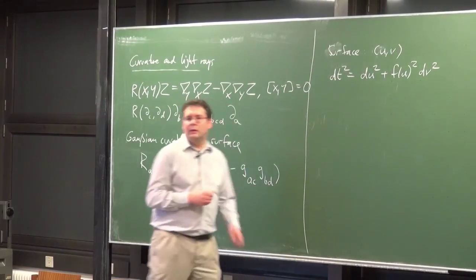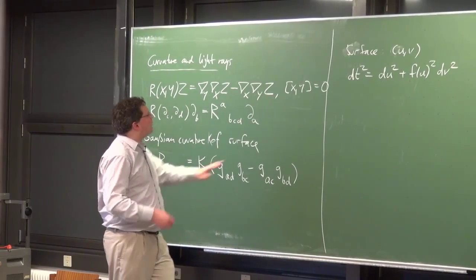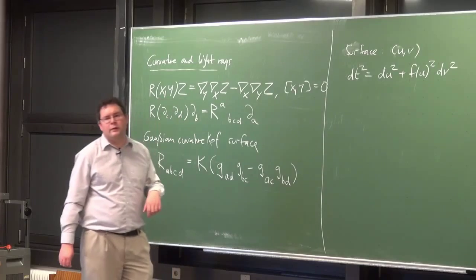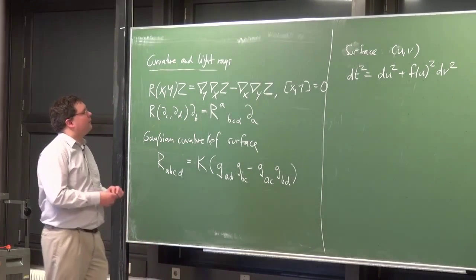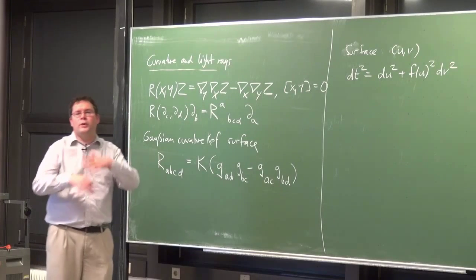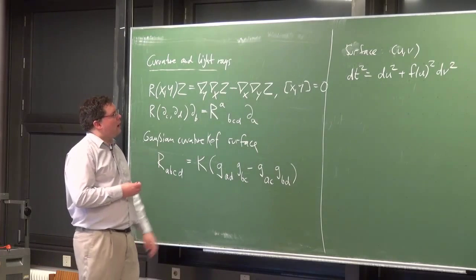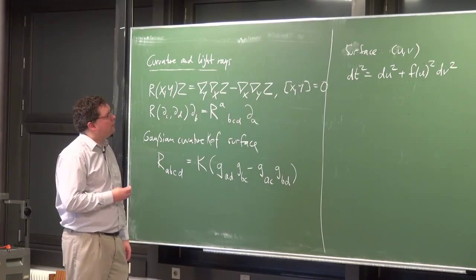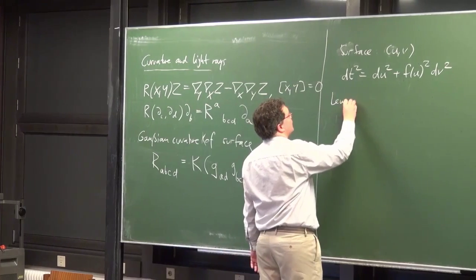Sorry, yes? Why are you allowed to set the commutator to 0? I'm just looking at commuting vector fields. So everything commutes; all these vector fields commute. If you have a coordinate-induced vector field, of course that vanishes. So then, if you like, it's a lemma.